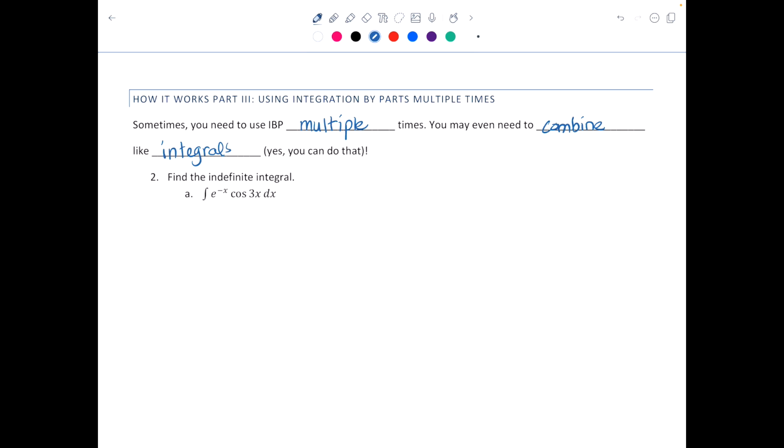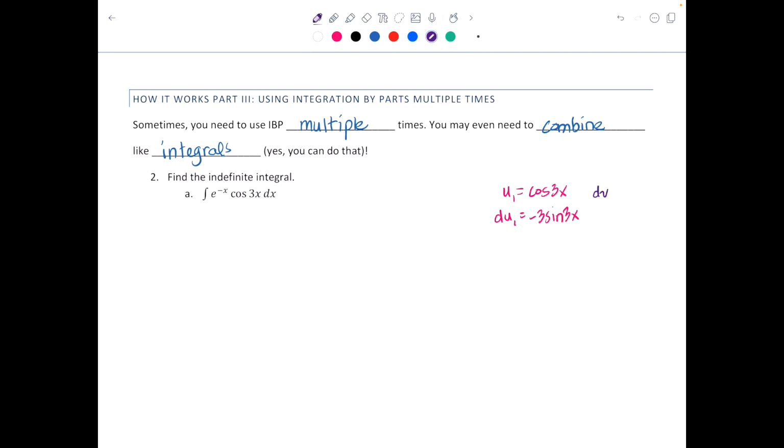So what you want to notice here is that both of them could be the u sub or could be the dv, right? The cosine factor will flip-flop between cosine and sine. So let's let our first u1 equal cosine at 3x. Our first du will be negative 3 times sine at 3x. Don't forget the multiplier to the angle.